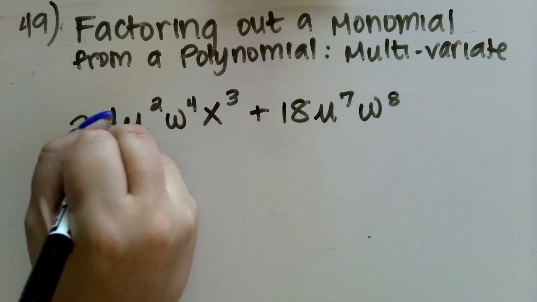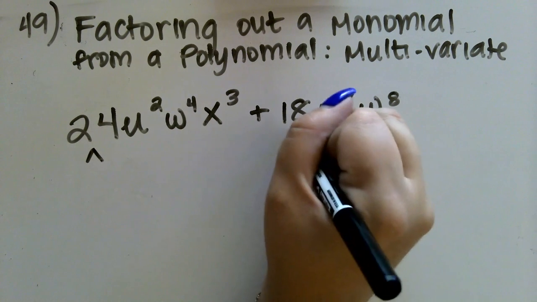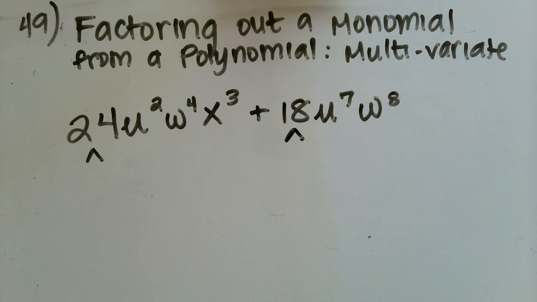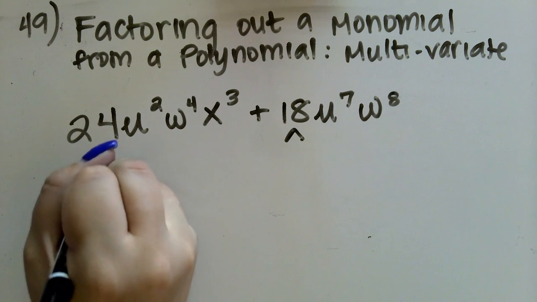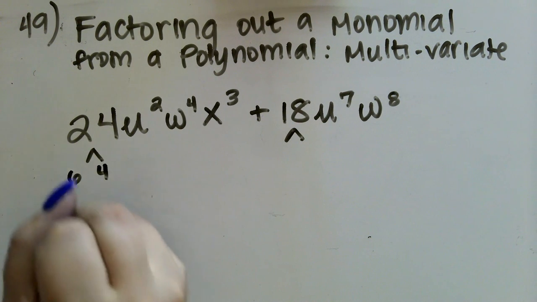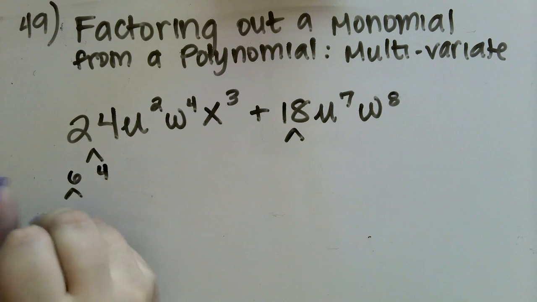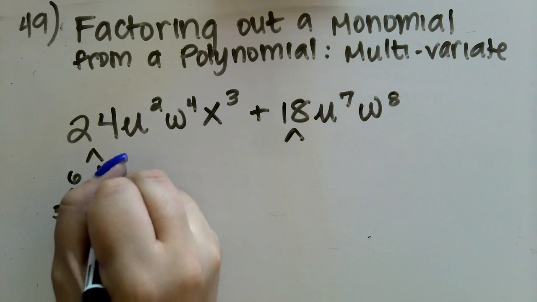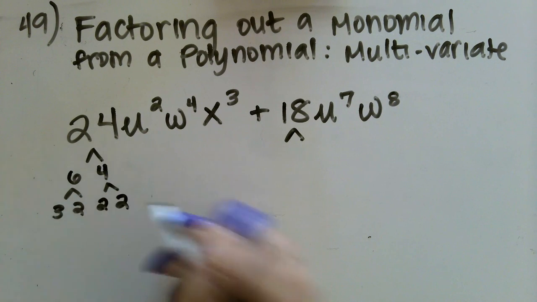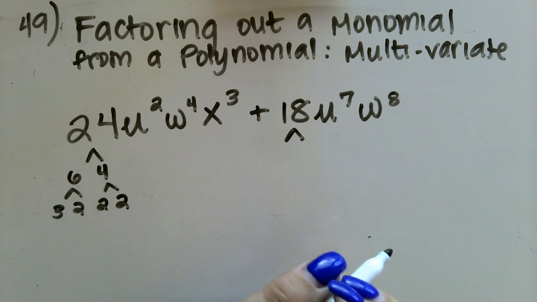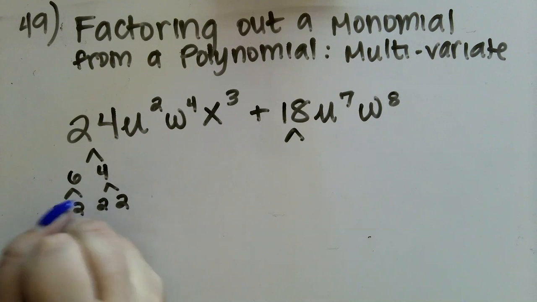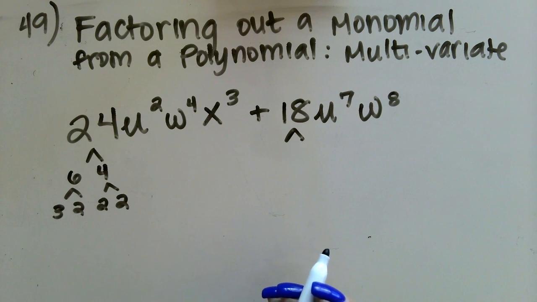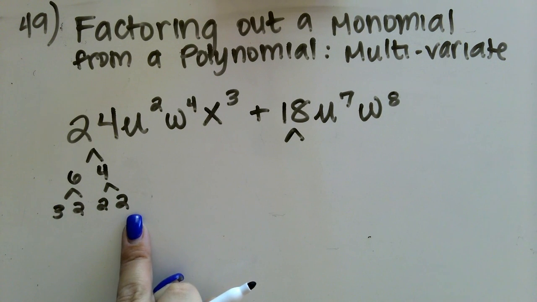So let's start by, again, creating factor trees for both of our coefficients in each of our terms. We know that 6 and 4 go into 24. And breaking that down further, we know that 3 and 2 go into 24, as well as 2 and 2 going into 4. These are all numbers that cannot be factored down any further except for 1 and itself.